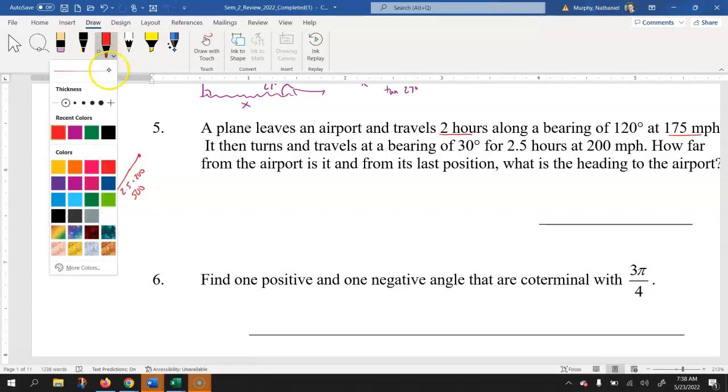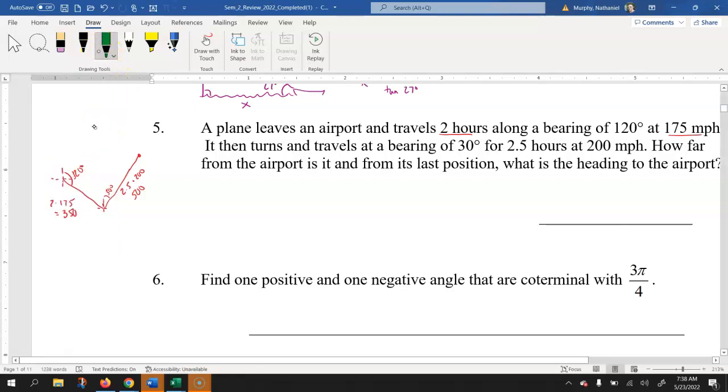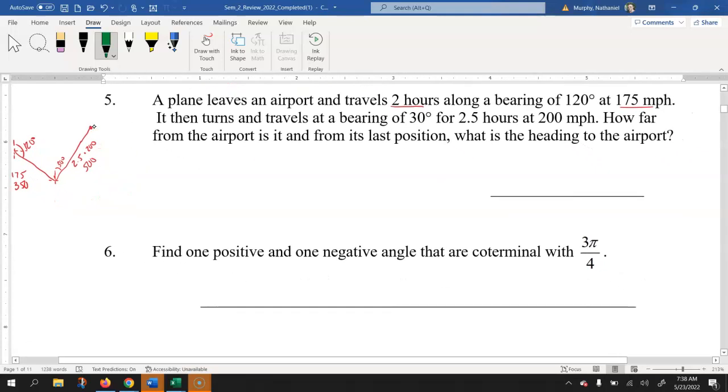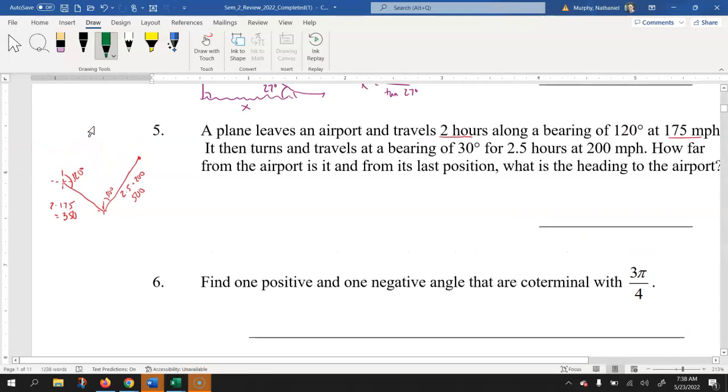All right, so here's what we're trying to find. We're trying to find how far from the airport it is from its last position, and what is the heading to the airport. So remember, this is what we're trying to find, and we're also trying to find the heading or the bearing from the airport to that new location. All right, let's see what we can do to figure out some angle measurements here.